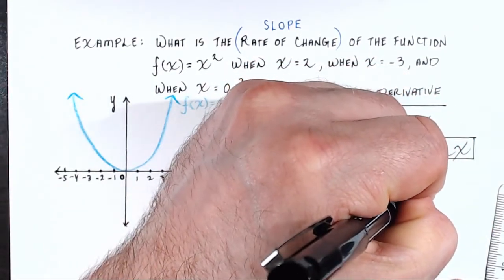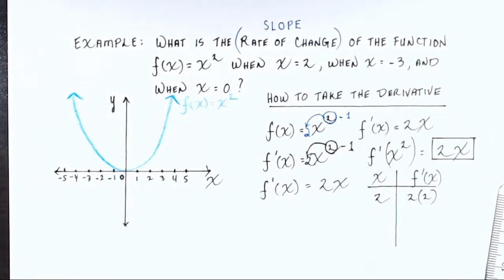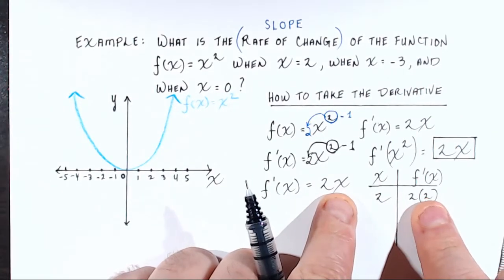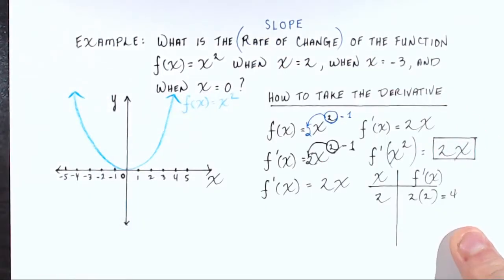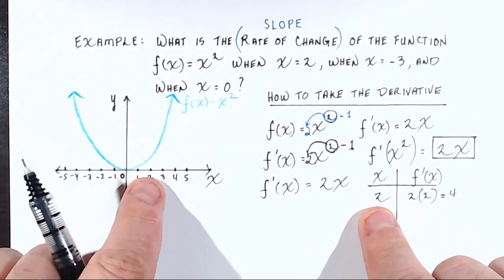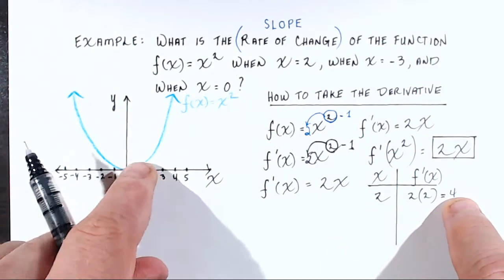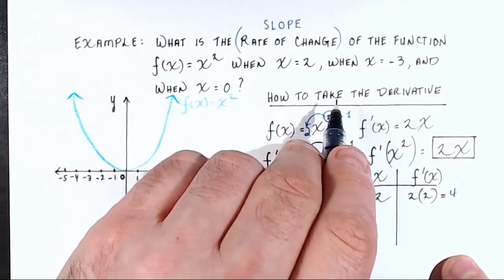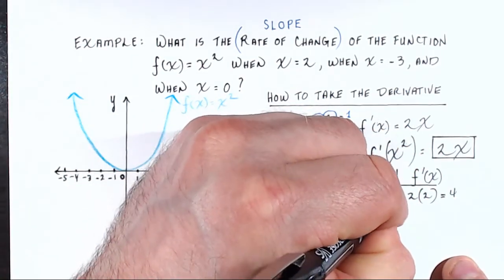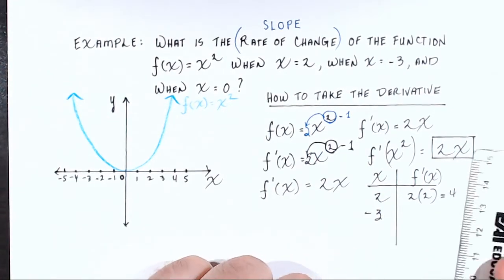Well, it's 2 times 2. We just plug it in, right? 2 times 2, and that's 4. So at x equals 2, the slope of the function is 4. How about when x equals negative 3? Now, what do we anticipate it will be? What is the slope when x equals negative 3?